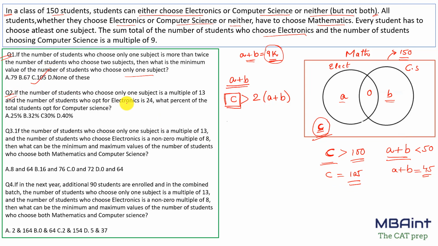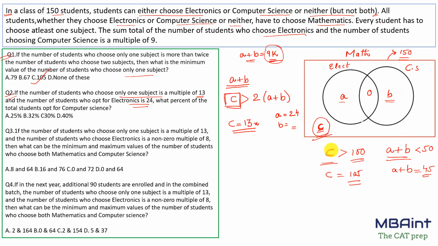It says that the number of the students who chose only one subject is a multiple of 13. So only one subject means C is a multiple of 13. So I've used k, so C is nothing but 13x. Again, I'm not using k. And the number of the students who opt for electronics is 24. So let's use x, okay, 13x, and the value of A is given, that is 24. We need to find what is the percentage of the students who opt for computer science. So we need to find the value of B.